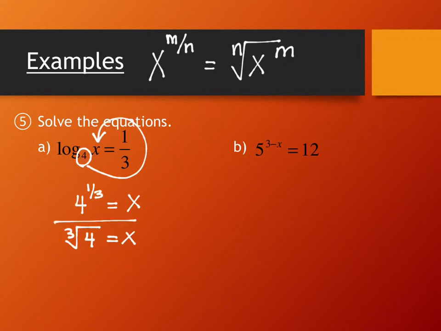But then we're done. We can't do anything else that would keep it exact. It's just going to be this irrational number, cube root of 4. If it said cube root of 8, we would simplify, because that's something we can take a cube root of and get an actual exact answer, but we can't do that with cube root of 4.